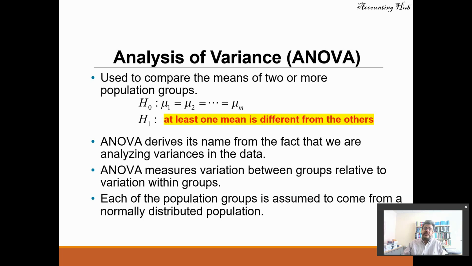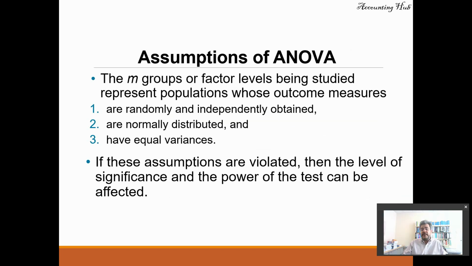So ANOVA derives its name from the fact that we are analyzing variance in the data. And ANOVA measures variation between groups relative to variation within groups. And each of the population groups is assumed to come from a normally distributed population. And we have some assumptions.